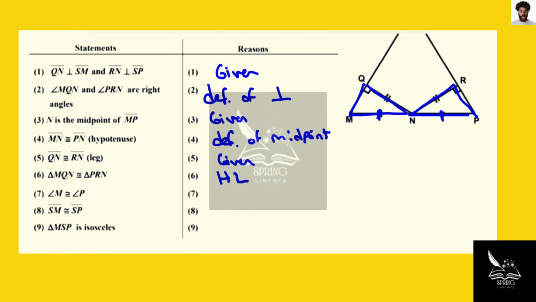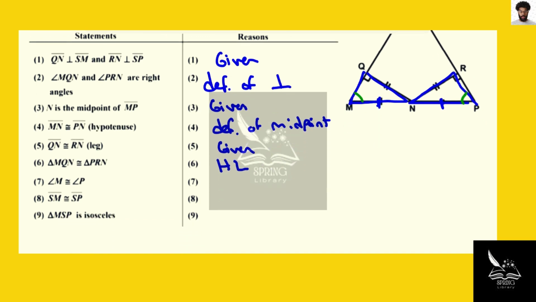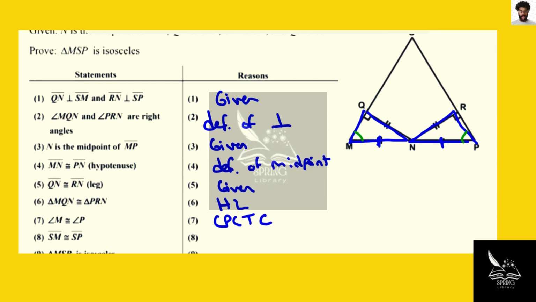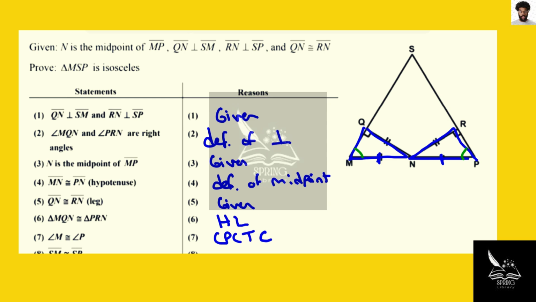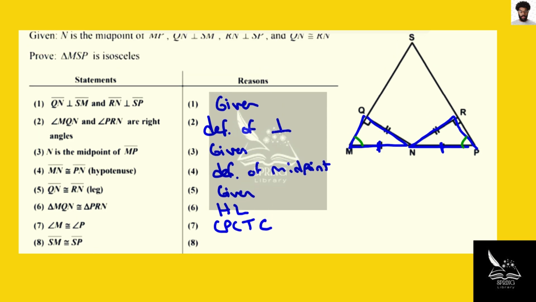Then we would know that angle M and angle P are congruent because those are corresponding angles in those congruent triangles. That's called CPCTC. Corresponding parts of congruent triangles are congruent. Then SM would be congruent to SP.